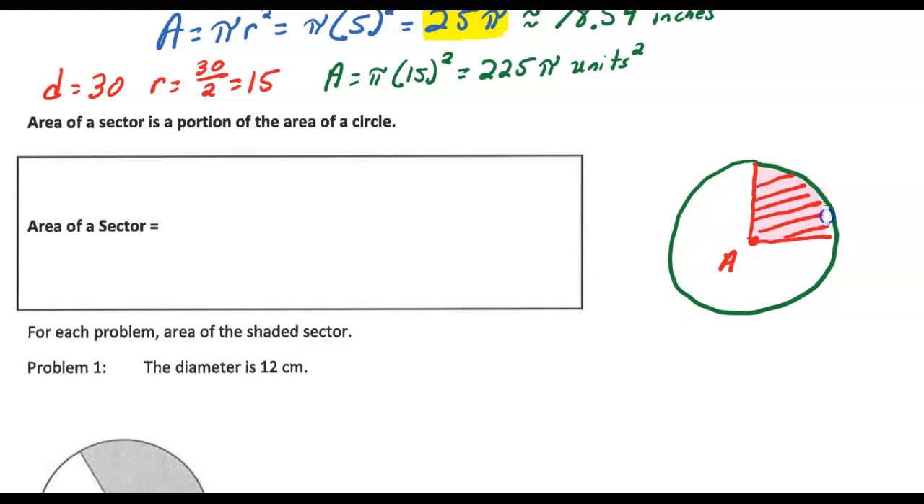If I wanted to find the area of that shaded section, it's similar to yesterday. We would take the angle, divide by 360, and then we would multiply by the area of the circle because we want a portion of the circle. So we're going to multiply by pi r squared.